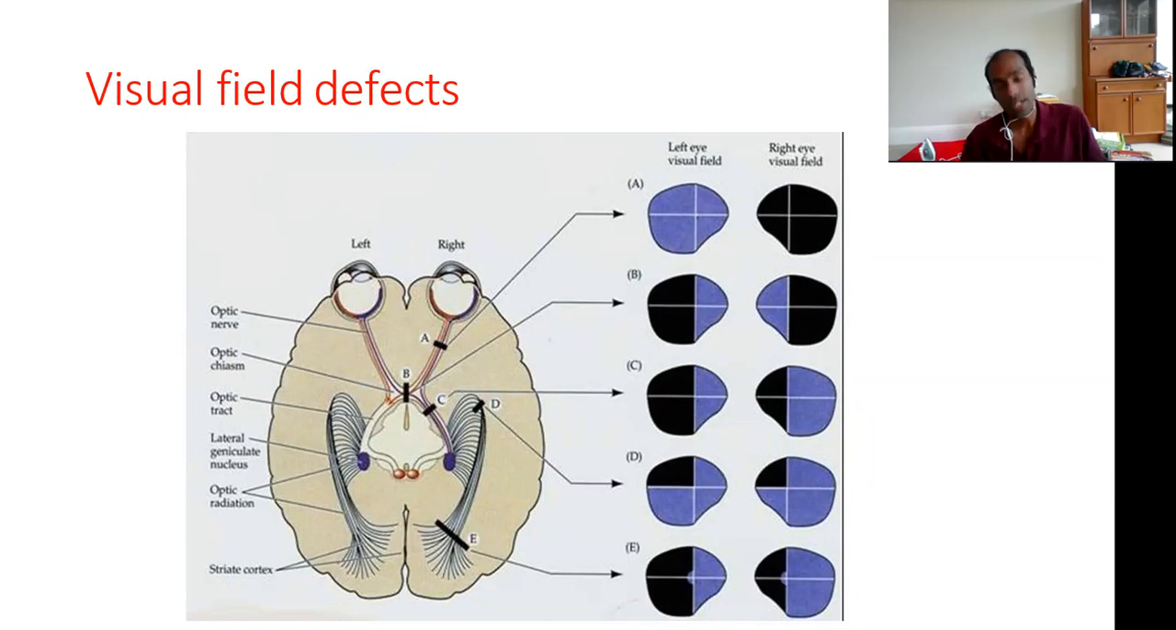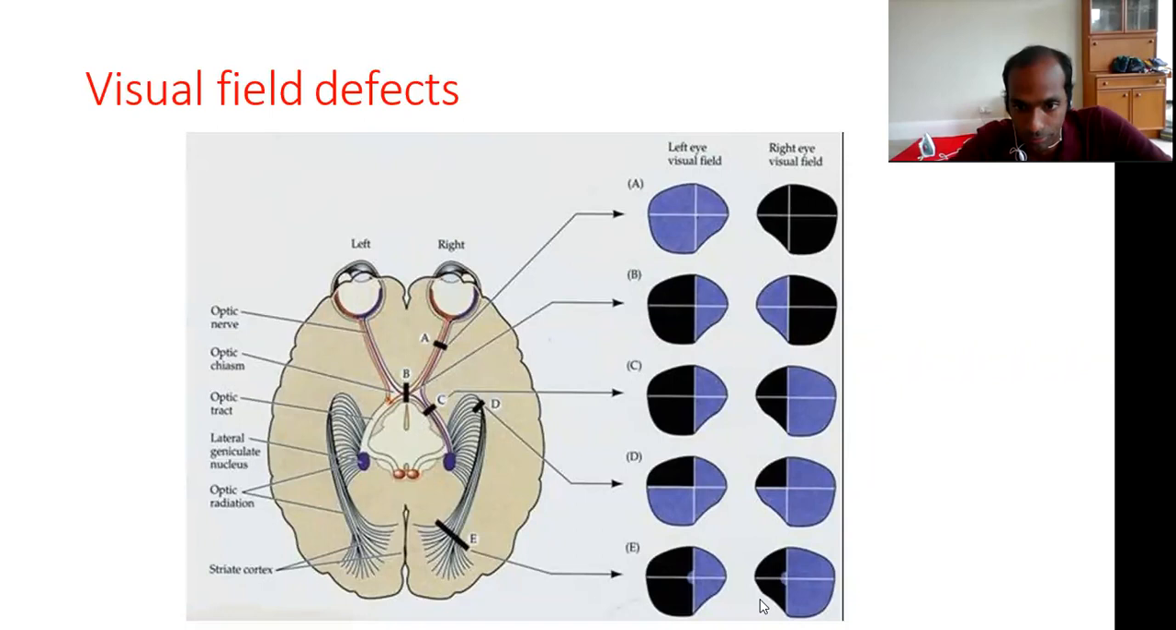These two are different. Why? In a vascular lesion of the occipital cortex, the macula is spared. Why? Because the occipital cortex is mainly supplied by the posterior cerebral artery, but the macula is supplied by the middle cerebral artery.